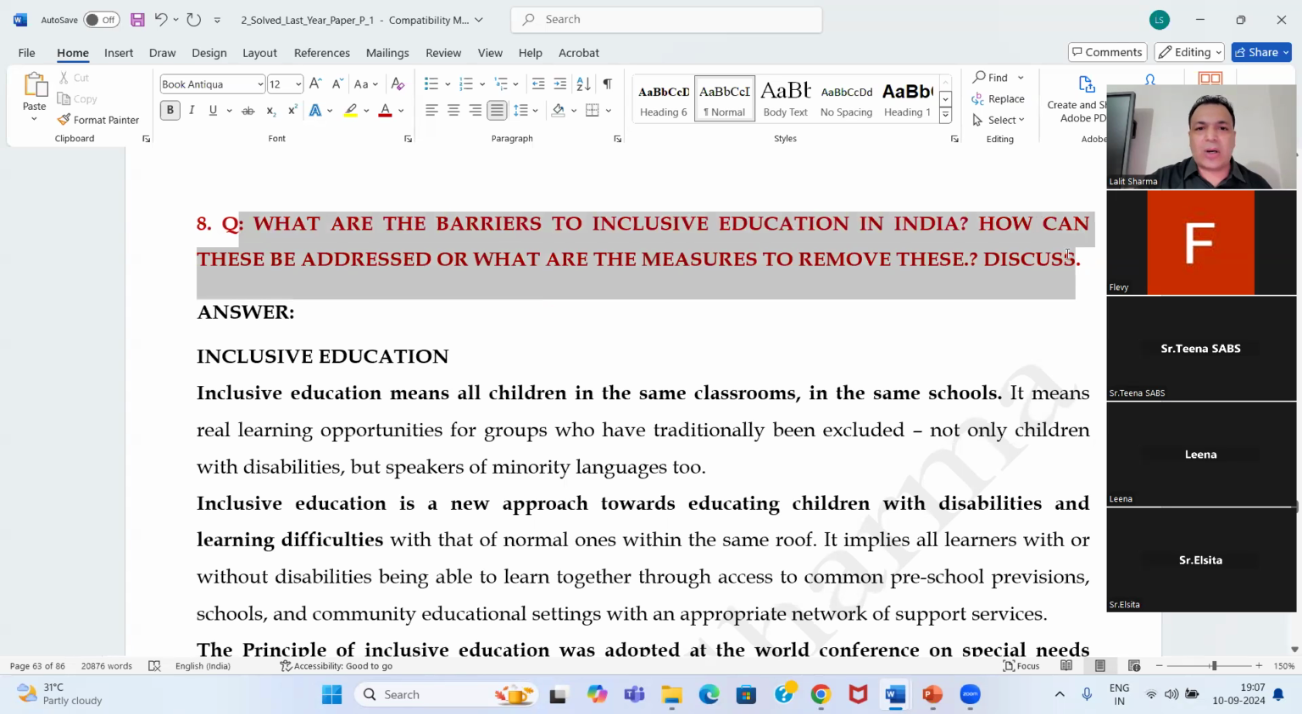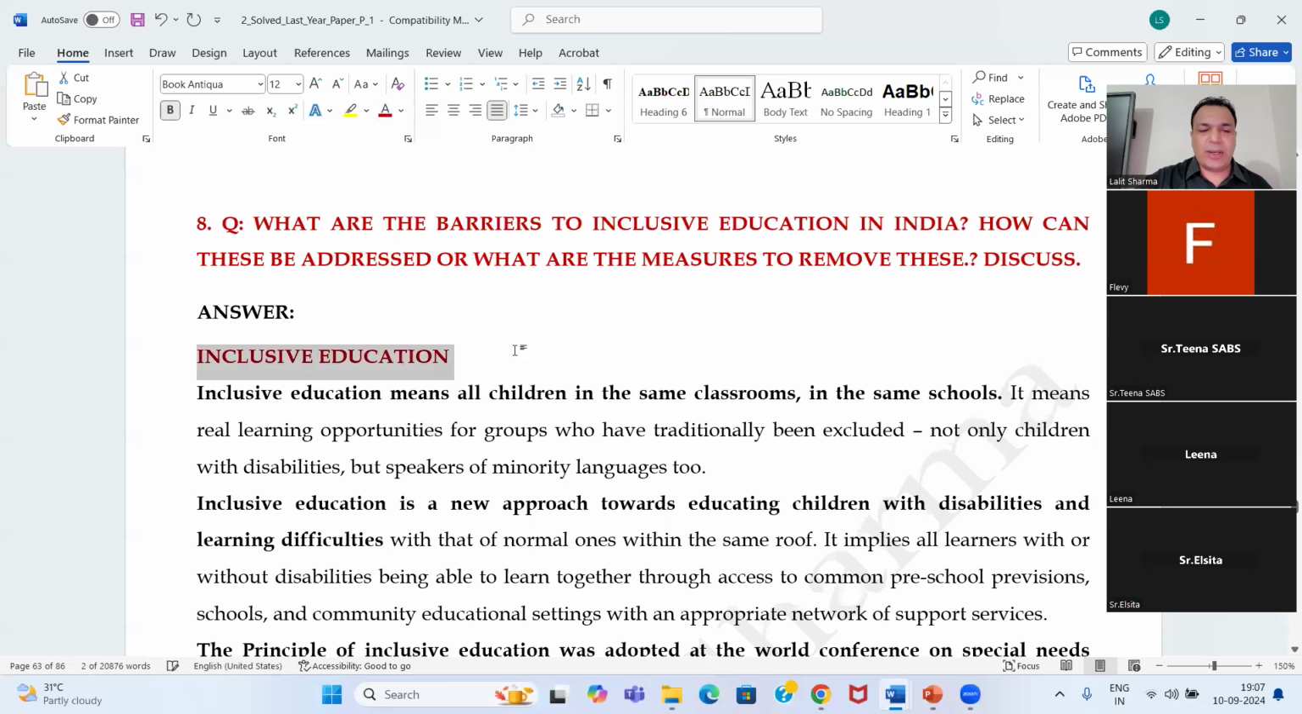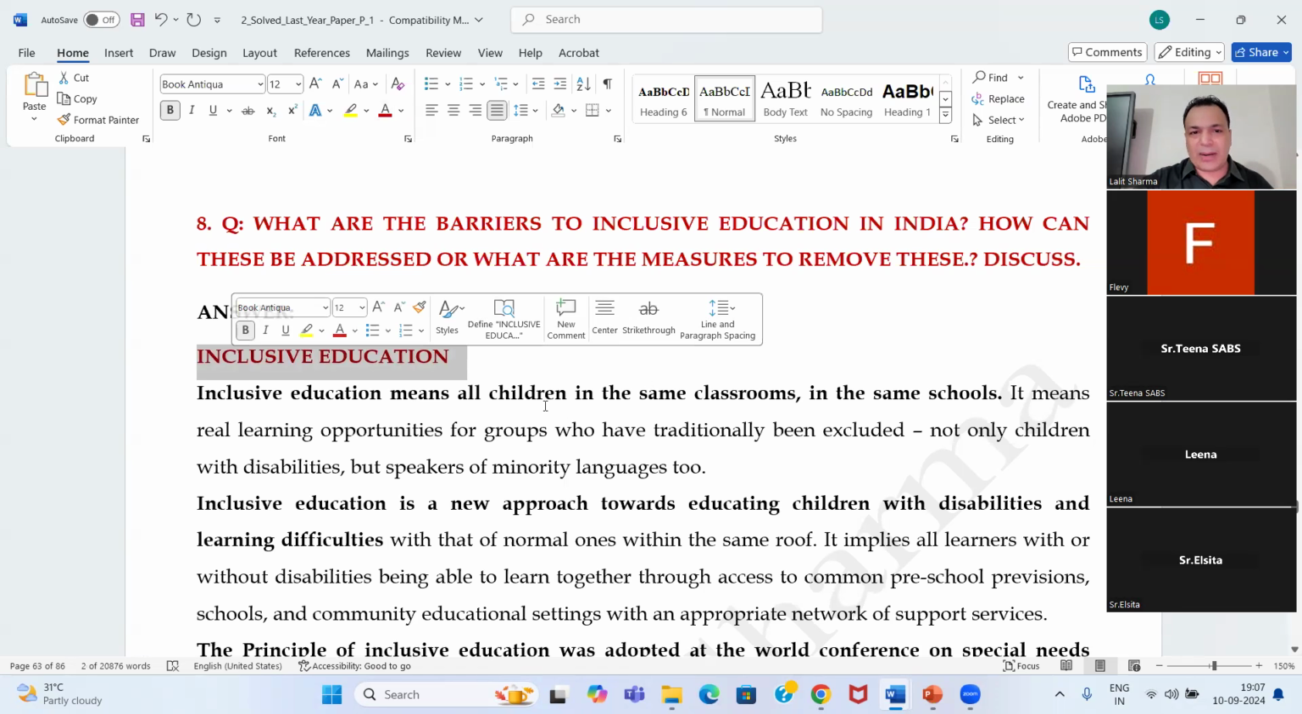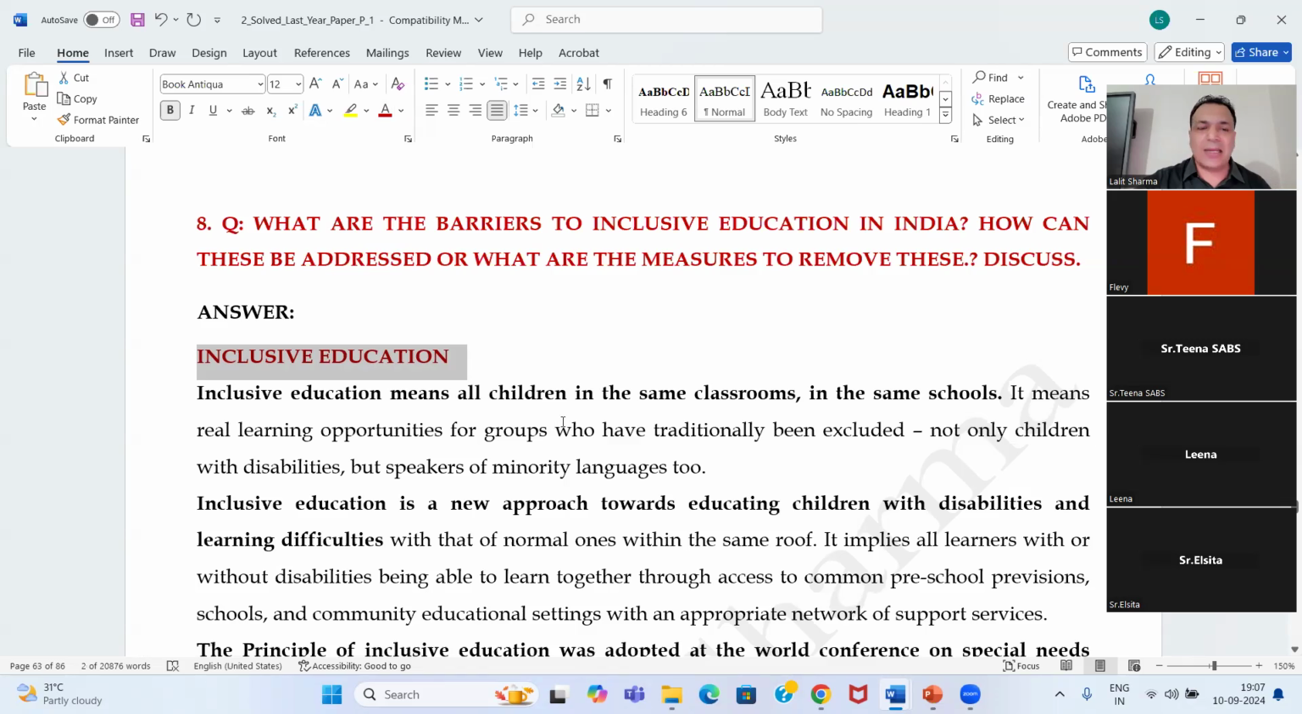How can these be addressed, or what are the measures to remove these? Right, this has come from unit 4. This question has come from unit 4. So guys, we have already discussed this in the unit 1, in the part 1 lecture. You can watch it in my part 1 lecture. This part 2 lecture is also being recorded, and after finishing the class, it will go online and I'll send it to your group.